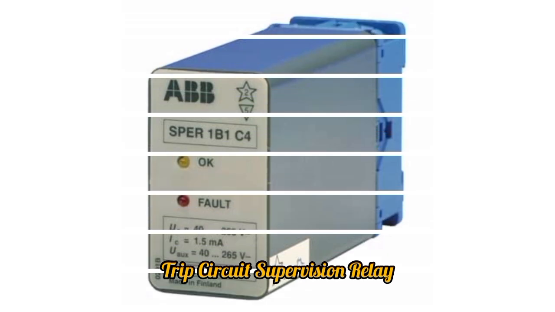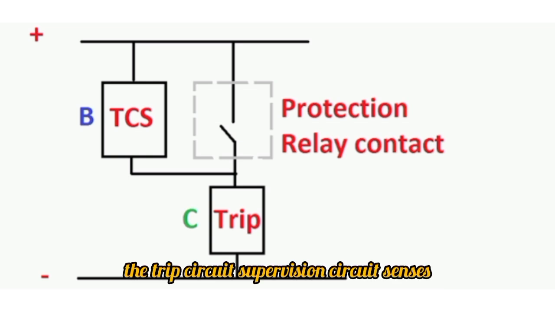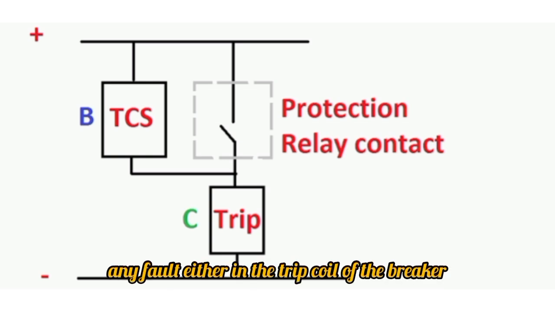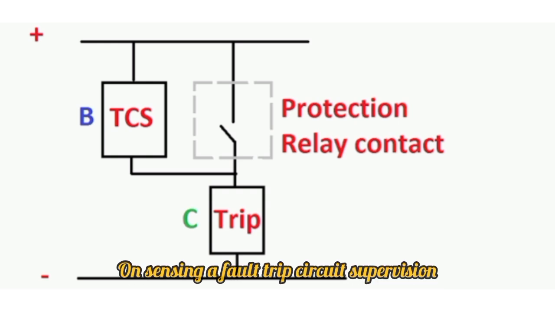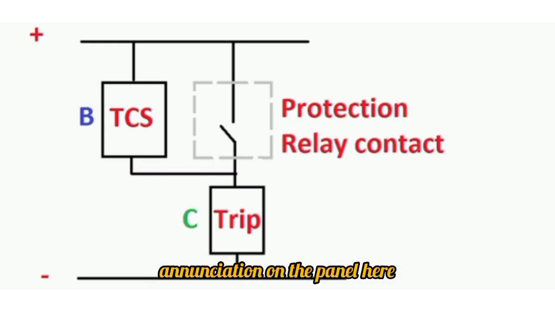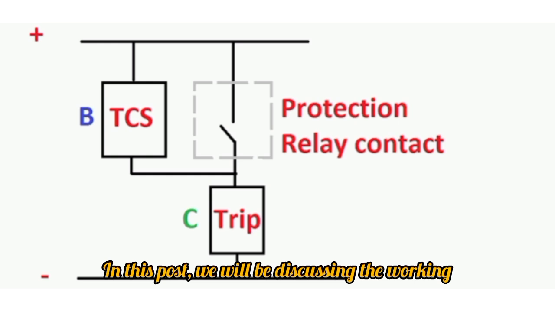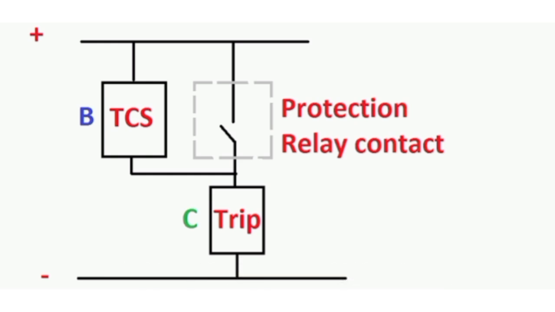Trip Circuit Supervision Relay. The role of trip circuit supervision. The trip circuit supervision circuit senses any fault either in the trip coil of the breaker or the trip circuit. On sensing a fault, the trip circuit supervision relay changes its contact status to give a window annunciation on the panel. Here, a fault in the circuit means any break or open circuit. In this post, we will be discussing the working principle of trip circuit supervision.